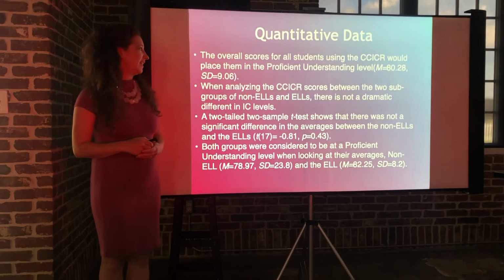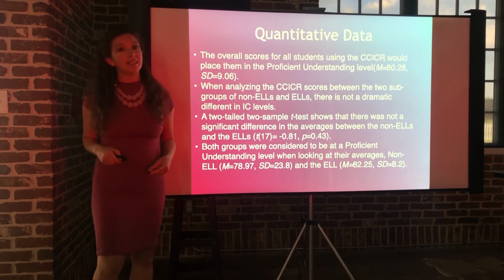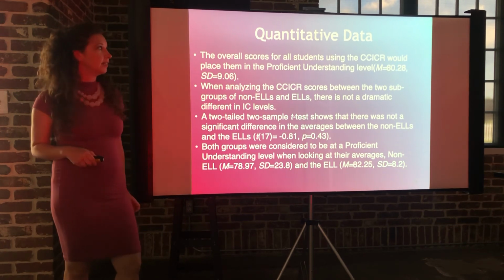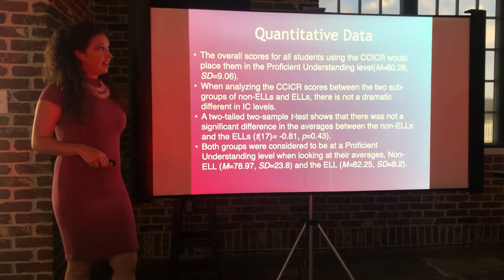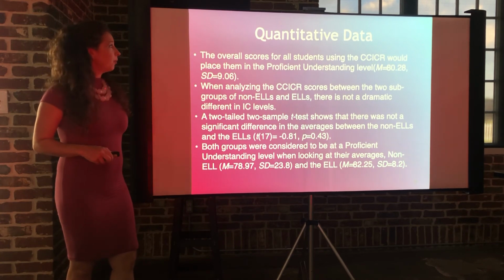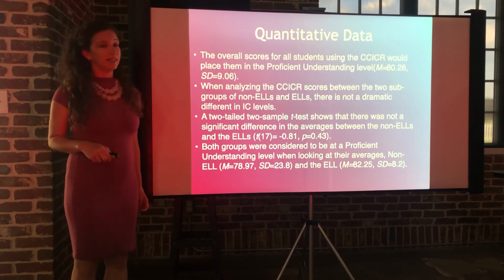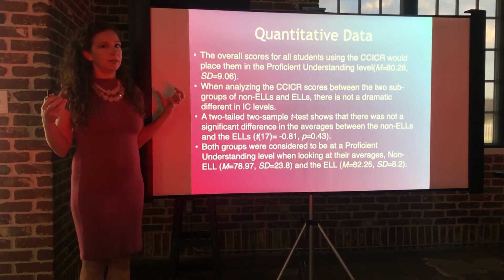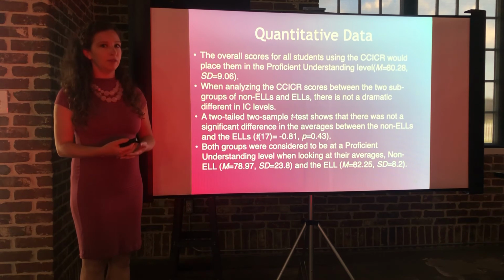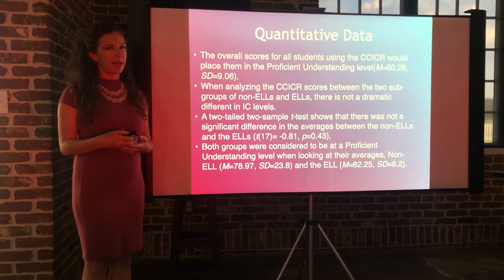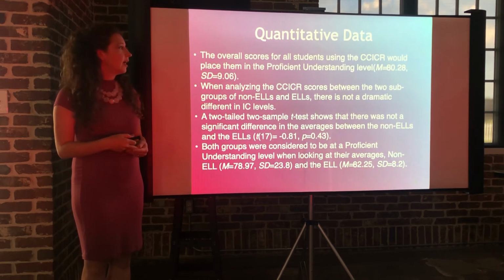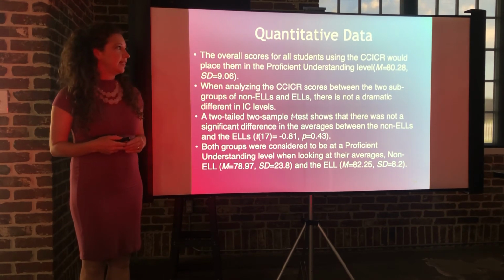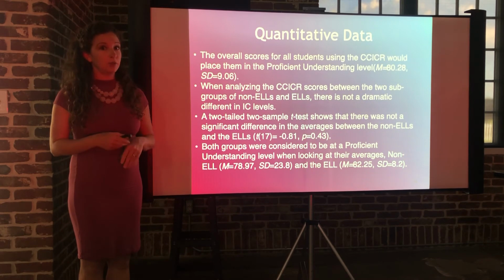Let's take a look at these findings. Looking at our quantitative data, we see that the overall scores for students using the Cultiva Cultura Intercultural Competency rubric would place them in the proficient understanding level. So again, we only use the rubric at the end because it was the culmination of everything that we did. So it would be difficult to use that as a pre-score. And we see that proficient understanding level is the average, the mean, between all students.